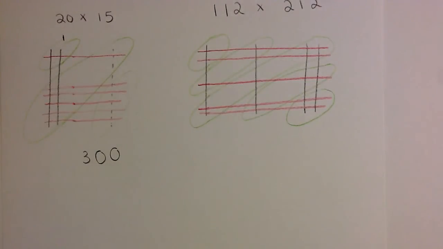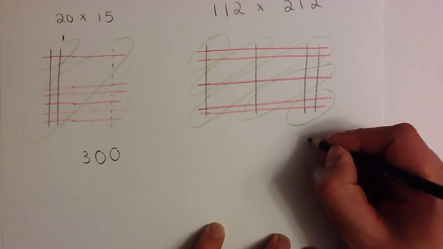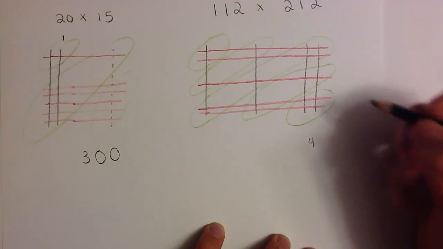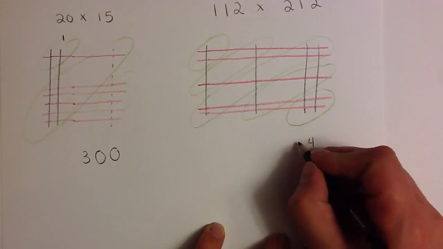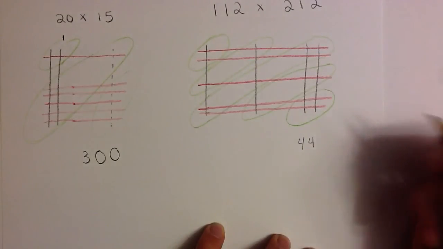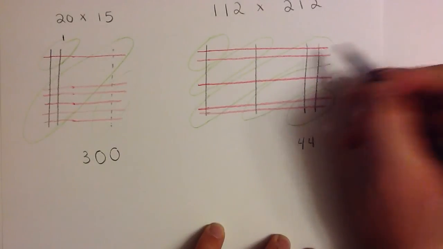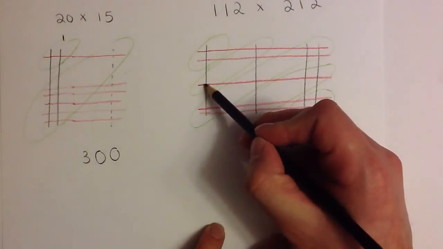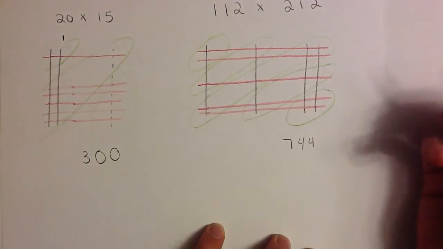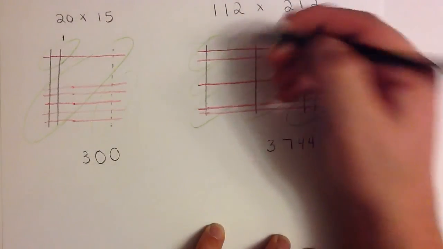Now I need to add up all the intersections in each one of these. So here I have 1, 2, 3, 4 intersections, so I write a 4. Inside of this green circle I have 1, 2, 3, 4 intersections, so I write down a 4. In this diagonal I have 1, 2, 3, 4, 5, 6, 7, so I write down a 7. Here I have 1, 2, 3 intersections, so I write down a 3. And in this last I have 2, so 1, 2, and 2.